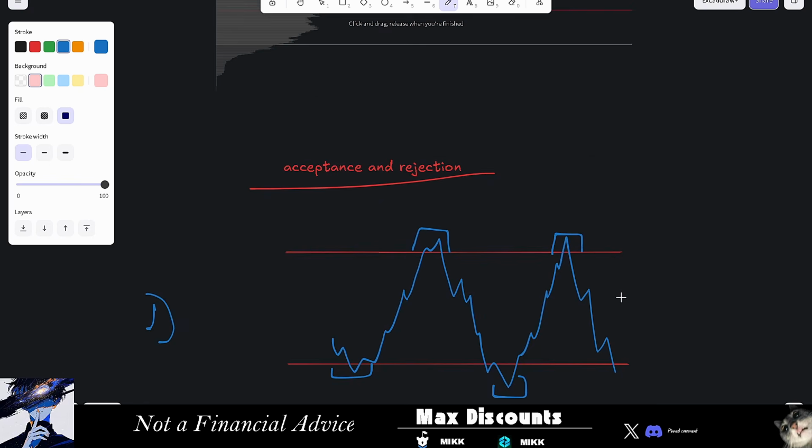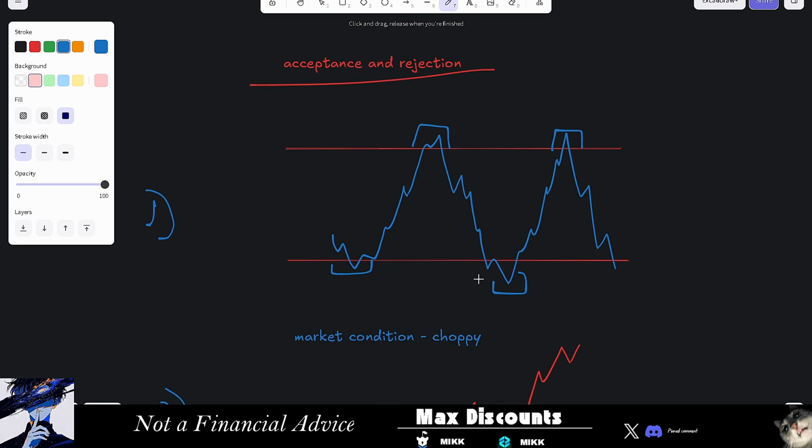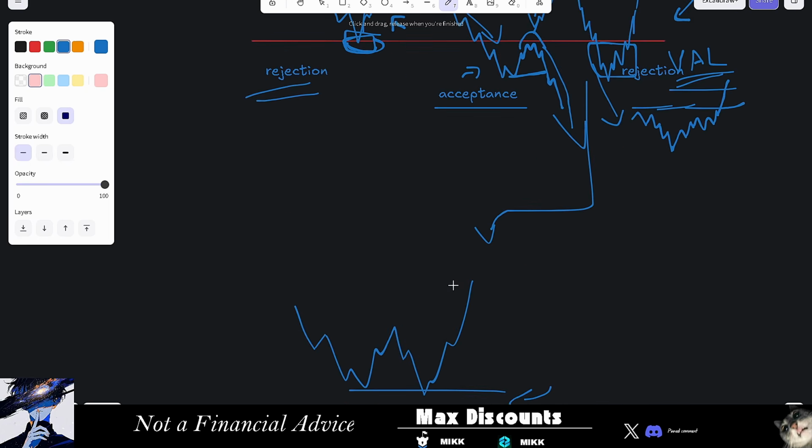So this was the acceptance and rejection pattern that you can use with volume profile. It will increase your win rate by 60 to 70% if you're someone who was completely blindly trading a volume profile. Just add this concept and you will thank me later.